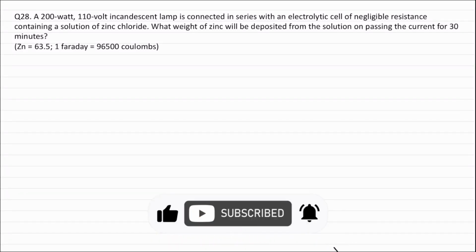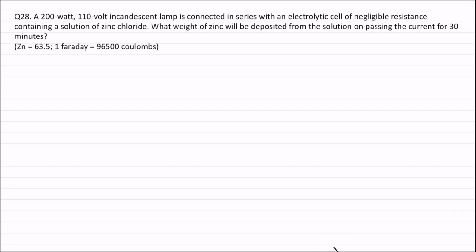Question 28. A 200 watt 110 volt incandescent lamp is connected in series with an electrolytic cell of negligible resistance containing a solution of zinc fluoride. What weight of zinc will be deposited from the solution on passing the current for 30 minutes? Atomic weight of zinc is given as 63.5 and 1 Faraday is equal to 96500 coulombs.